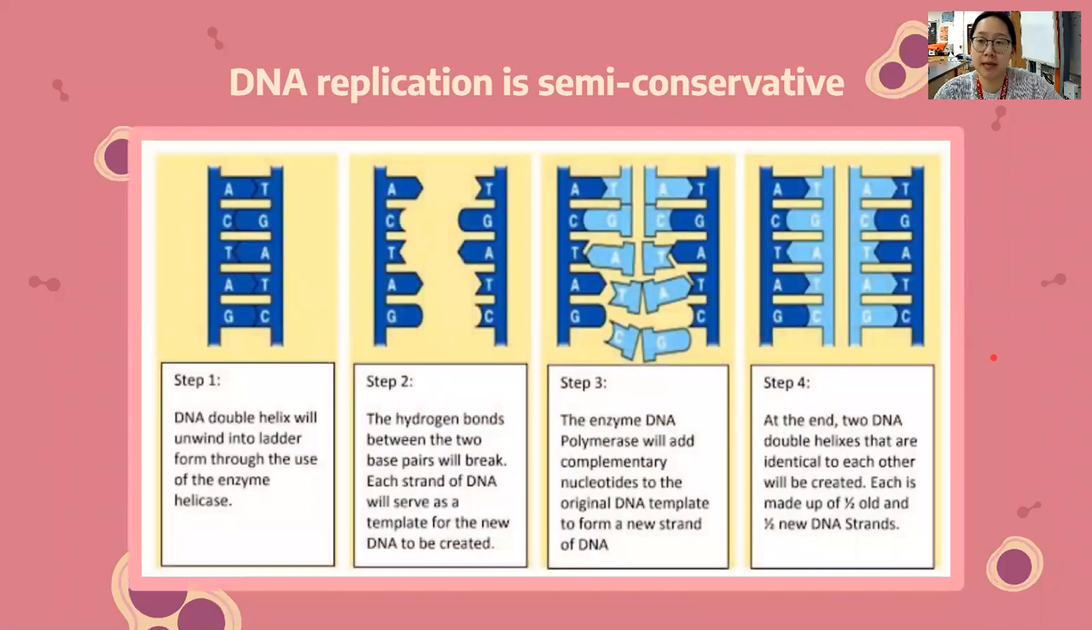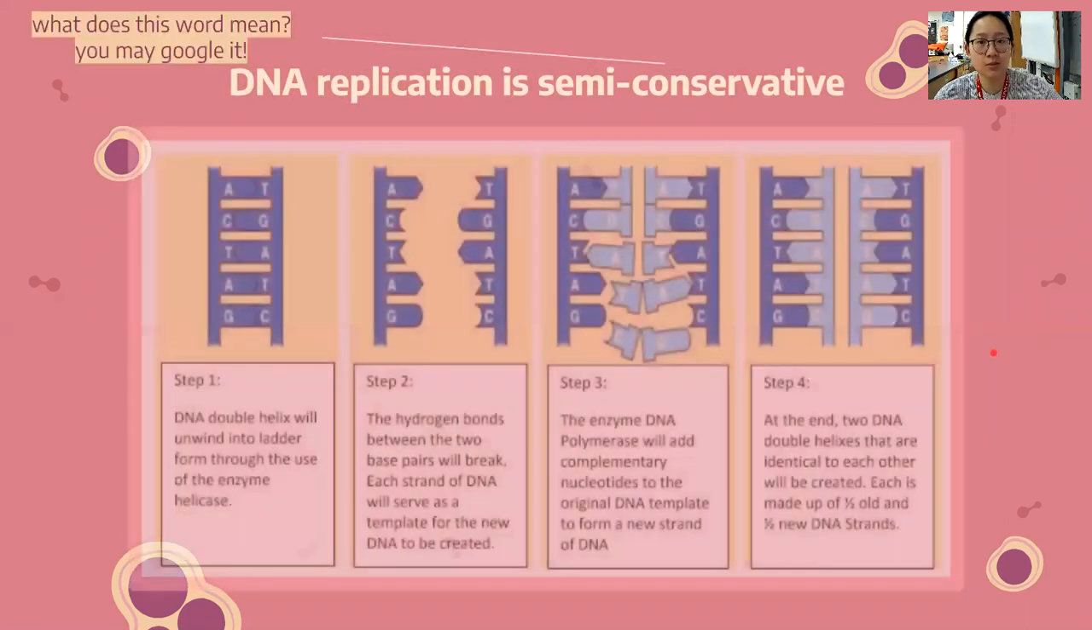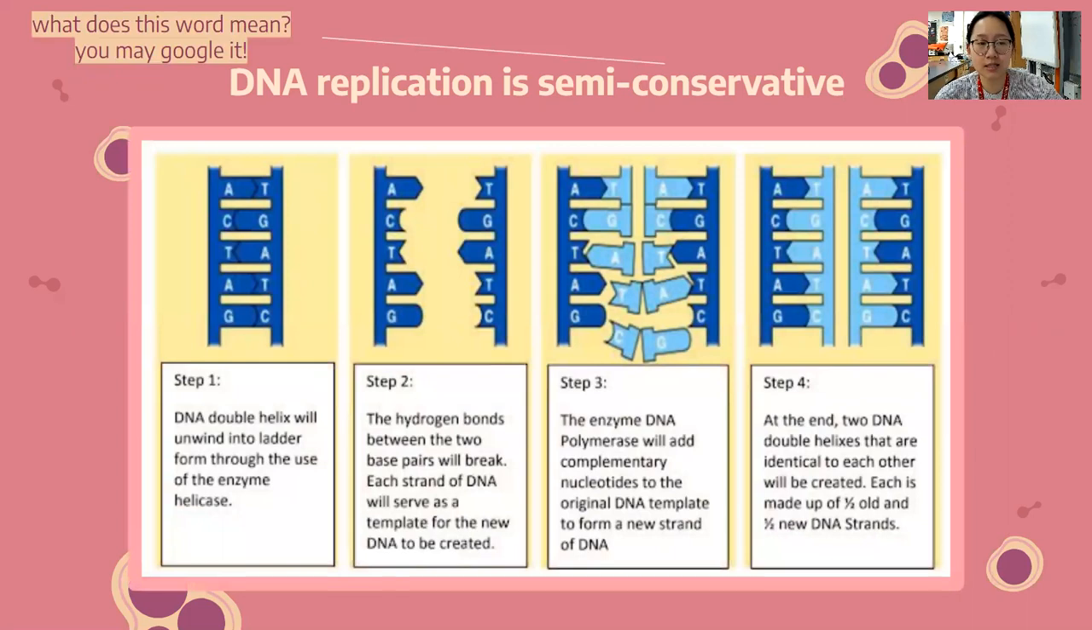So when it does replicate, or when DNA is synthesized, DNA replication is semi-conservative. Now, what does this mean? Well, let's look at the steps here. In step 1, the DNA double helix will unwind into ladder form through the use of the enzyme helicase. And the hydrogen bonds in step 2 between each base pair, ATGC, will break. Each strand of DNA will serve as a template for the new DNA to be created. And in step 3, the enzyme DNA polymerase will add complementary nucleotides to the original DNA strand or DNA template to form new DNA strands, right?